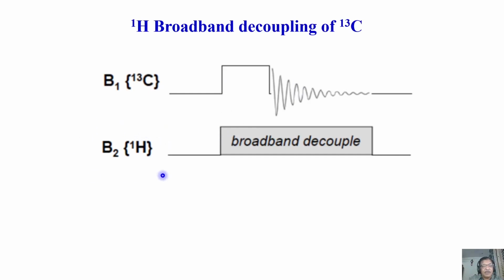So you have the proton channel. There are different channels, modules in the NMR spectrometer. I am going to apply carbon 13. In the carbon 13 channel, a 90 degree pulse for detection. In the proton channel, I am simultaneously applying a relatively high power so that I will decouple all the protons from carbon.